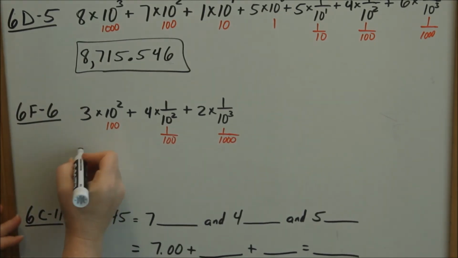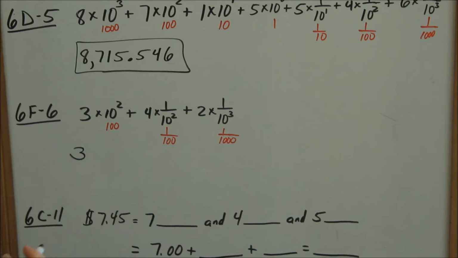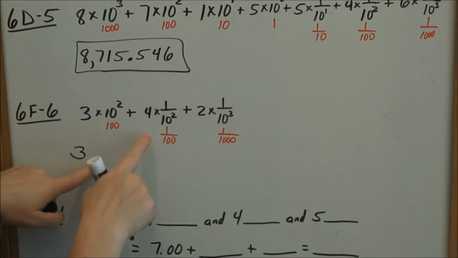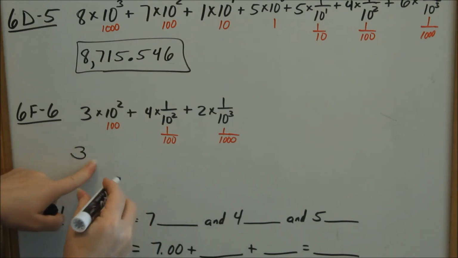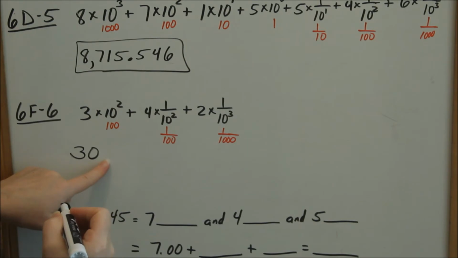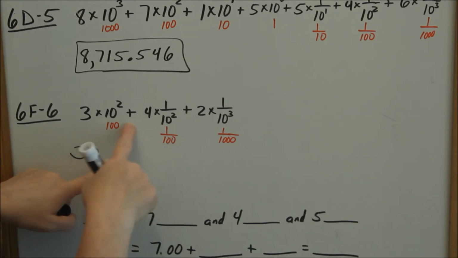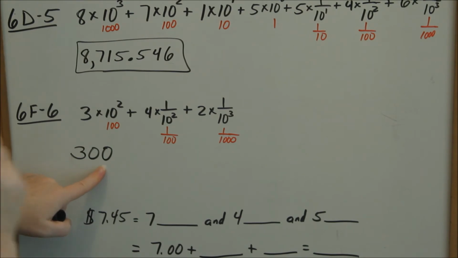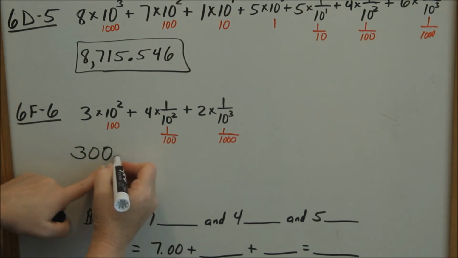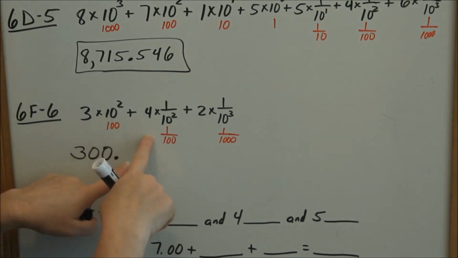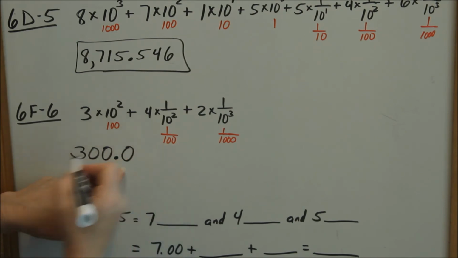So we know the number is 300 something. 300. Now, what's my next place value? Tens. Do I have anything in the tens place value? No, so I have to put a 0. What's next? The ones place value. Do I have anything in the ones place value? No, so you have to put a 0 as a placeholder. What is after the ones place value? Decimal. The next place value from there is the 10th, 1/10. Do I have anything in the 1/10 place value? No, so you have to put a 0.